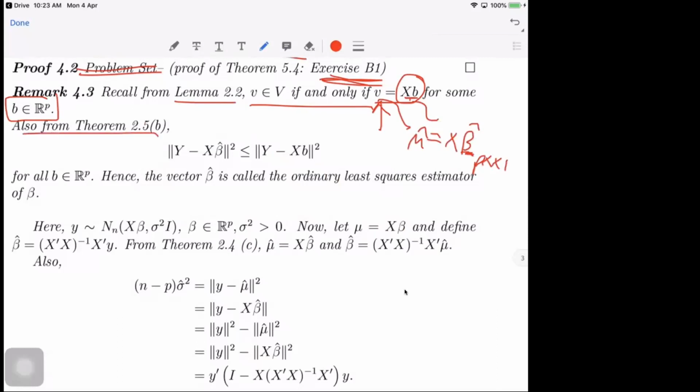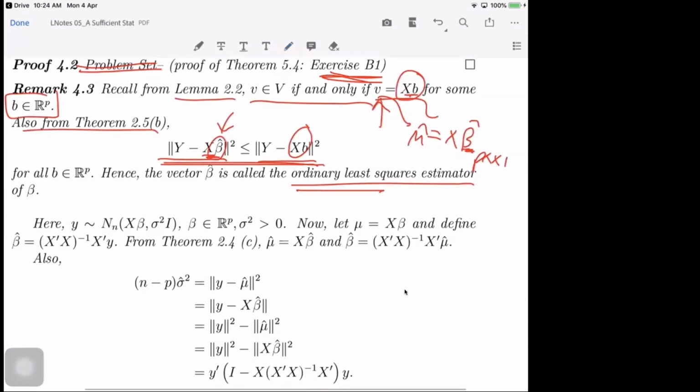Also from theorem 2.5b, the square norm distance of y minus x beta hat is always less than any competitive parameter. So what is this saying? This x beta hat is the closest to y, no, that you can have. And this vector beta hat is called the ordinary least square estimator. So ordinary least square estimator kining beta hat, nang ginatawag nato na least square estimator.